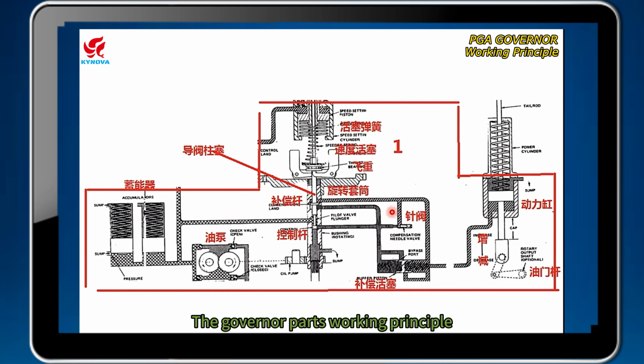The governor part's working principle. When the speed setting piston sets a given pressure and keeps it steady, the speed setting spring is compressed. It changes the speed spring stroke because we change the distance between the speed setting piston and the flyweight. So the speed setting spring compressed stroke is different, which changes the speed setting value.